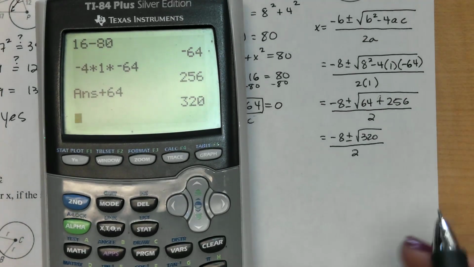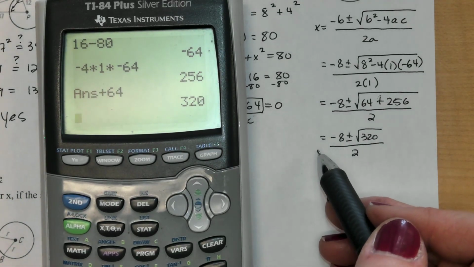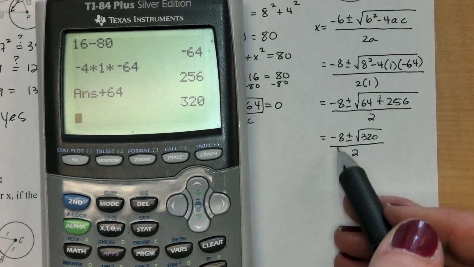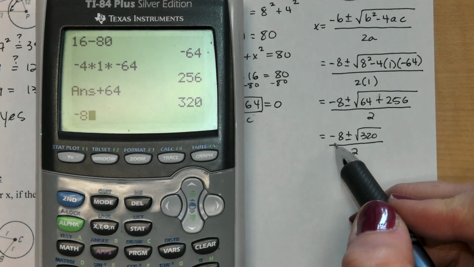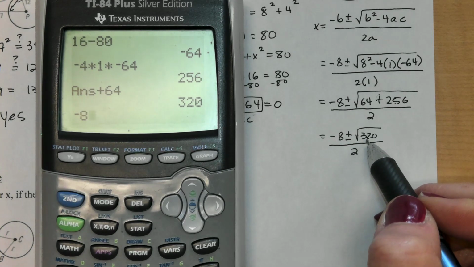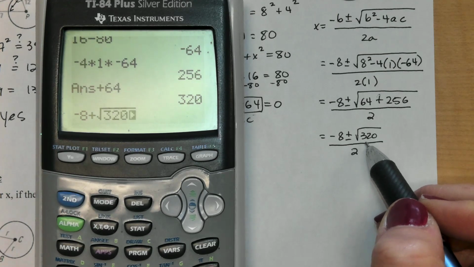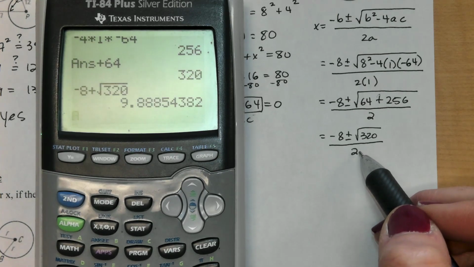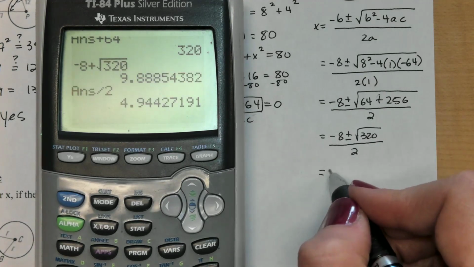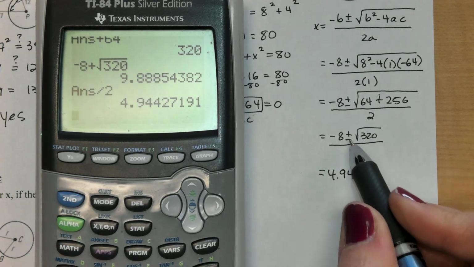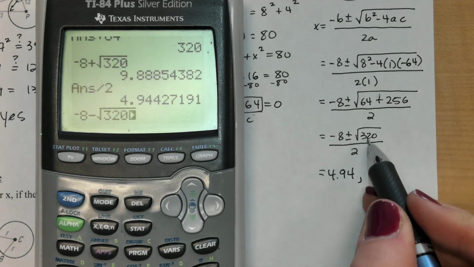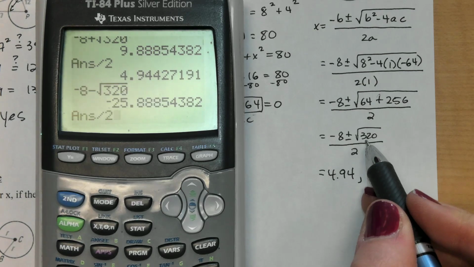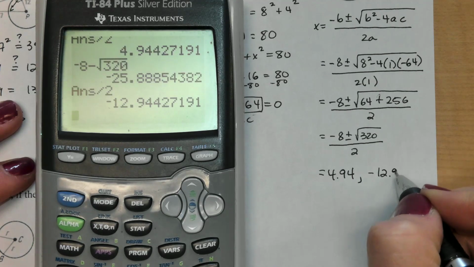So to finish out your answer, because this is where our decimal comes in, you have a plus and a minus here, so you're going to get two different answers. So the first answer I'm going to do is negative 8 plus the square root of 320, and then I'm going to divide that by 2. That's my first answer. Then I'm going to do negative 8 minus the square root of 320 and divide by 2. So my other answer is negative 12.94.